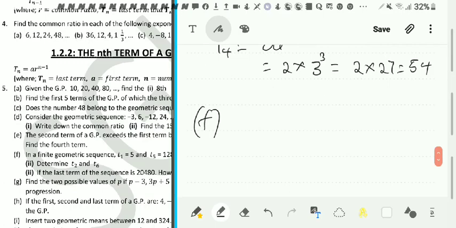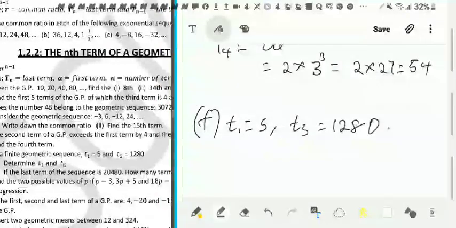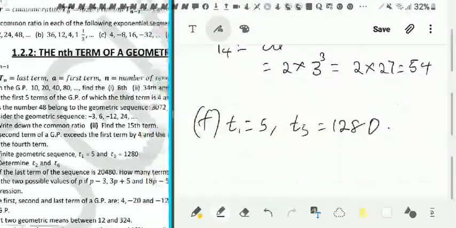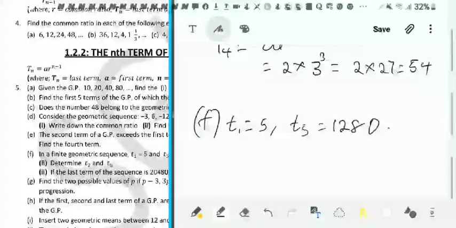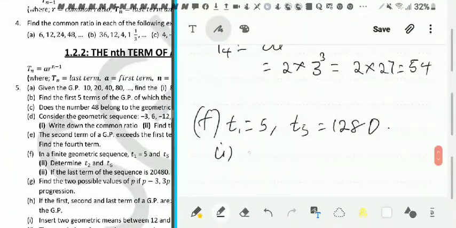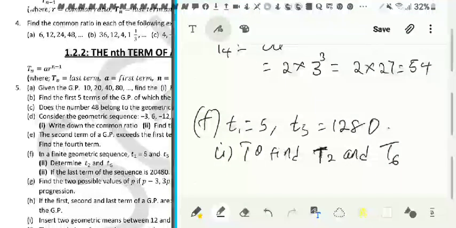F. In a finite geometric sequence, T1 is 5 and T5 is equal to 1280. Sorry, this should be 1 instead of 2. Roman figure 1, determine T2 and T6. So we want to find the second term and the sixth term.